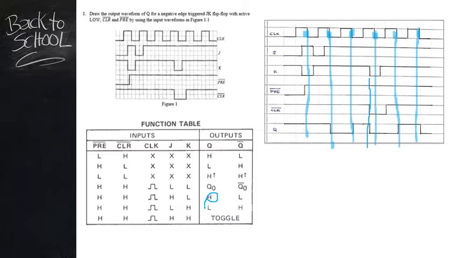In the fifth negative edge trigger, both preset and clear are high. So we look at JK, the input is high, also high. So it will toggle the output waveform from low to high. At the next negative edge trigger, you can see it's the same as the previous trigger. The preset and clear are both high and the JK input is high. So it will toggle the output waveform of the Q.